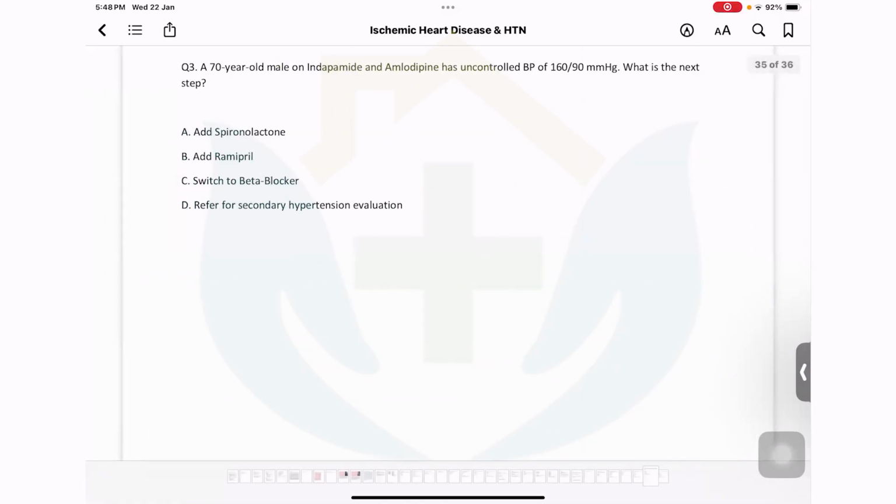A 70-year-old male on indapamide and amlodipine has uncontrolled blood pressure of 160/90. No other tests have been given to us. What is the next best step? Add spironolactone, add ramipril, switch to beta blocker, or refer to secondary hypertension? Ramipril has to be added for this patient.